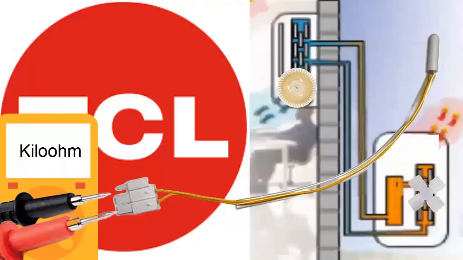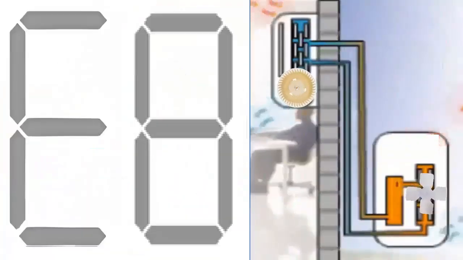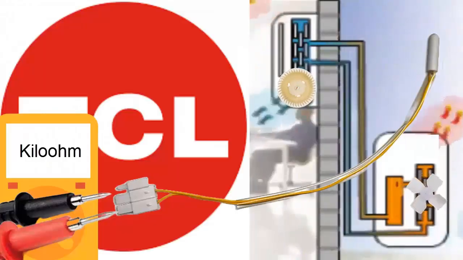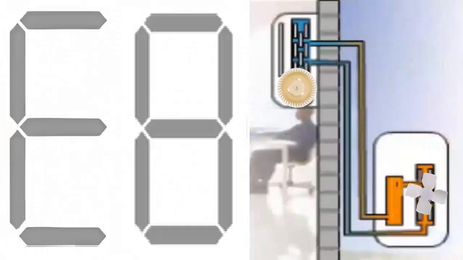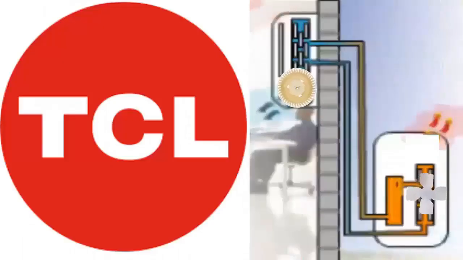7. For example, for many units, at a temperature of 25 degrees Celsius, the resistance should be approximately 5 kiloohms. Check the resistance temperature table in the TCL unit's manual and compare the resistance value shown on the multimeter with the table. If the resistance is outside the normal range, the temperature sensor is faulty and should be replaced.